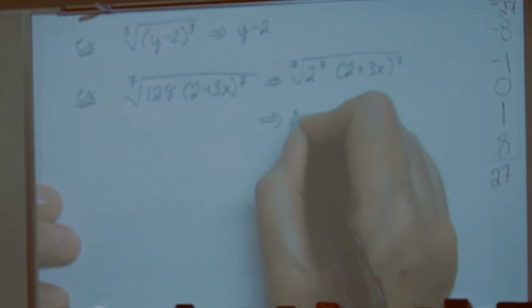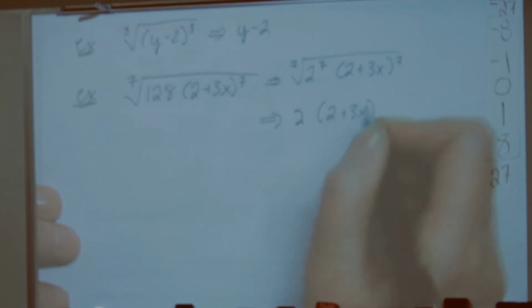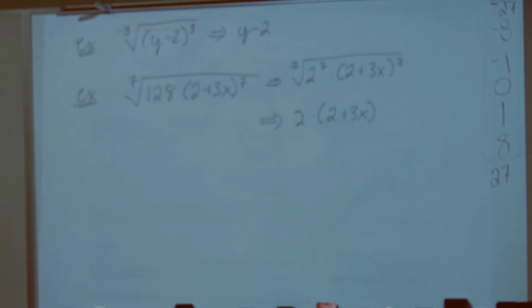2 times 2 plus 3x. Remember, if it's times on the inside, it is times on the outside. Do you have to distribute the 2? No, leave it. Everybody cool? So this is cool.